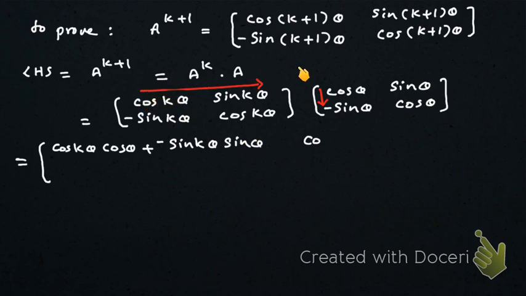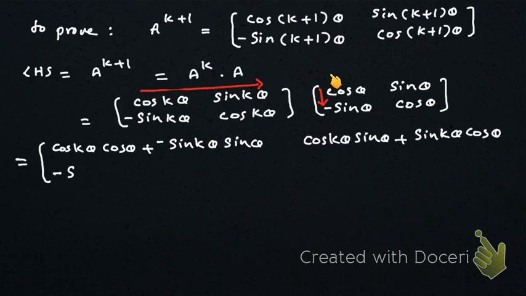which is written as minus sin k theta sin theta. Look, first row goes with the first column. Cos k theta into cos theta plus sin k theta into minus sin theta, which is written as minus sin k theta sin theta. The first row goes with the second column. Cos k theta into sin theta plus sin k theta into cos theta. So that's my second term there.